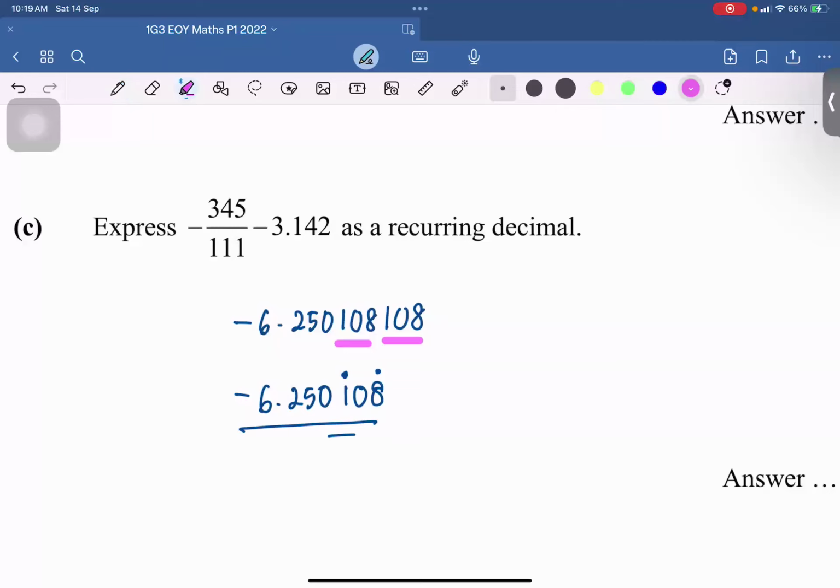Have you gotten your answer? Just check whether you get this correct or not.